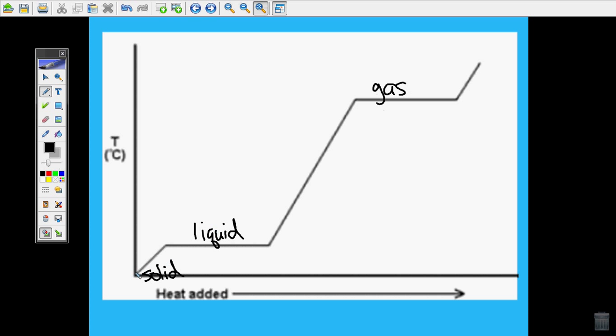And as you increase your temperature and add energy, this is where your phase changes happen. That's where your phase changes happen. So if you're going from a solid to a liquid, this is when you're melting, you're adding energy. You're going from a liquid to a gas, you're evaporating. You're adding energy.